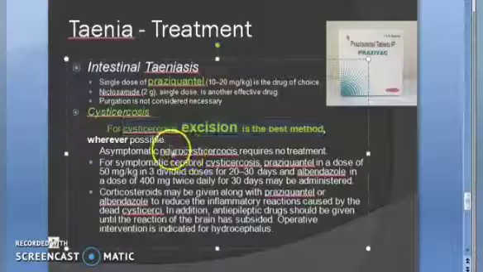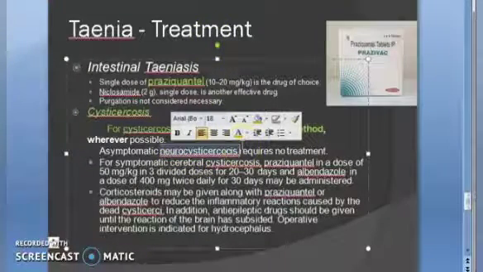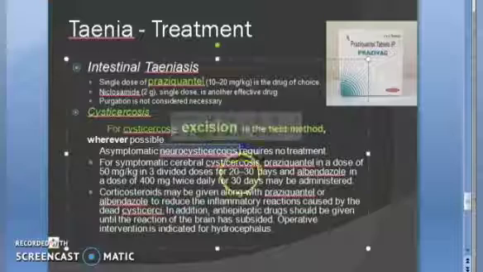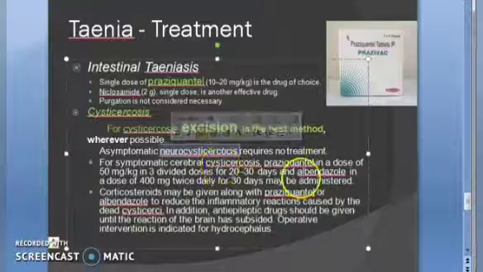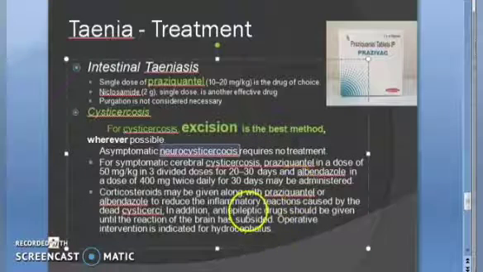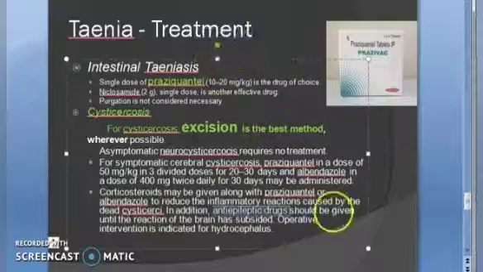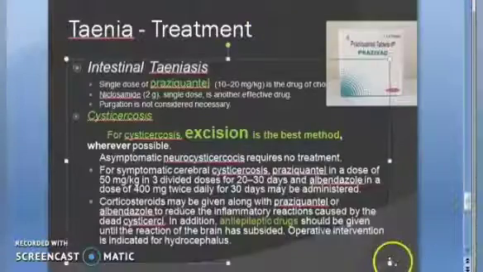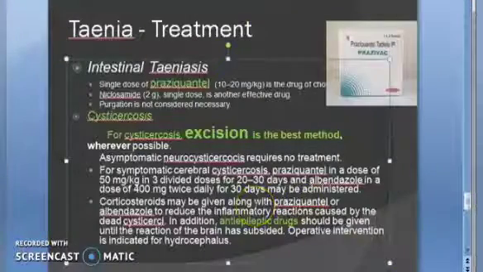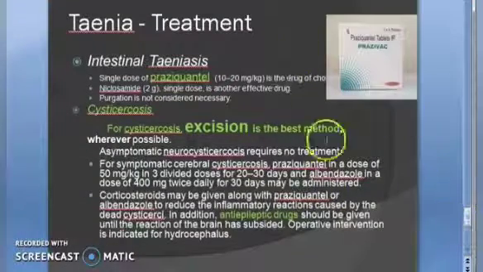For neurocysticercosis, it is usually asymptomatic. Obviously, they won't give treatment now because they don't know it is there. But otherwise, you can give anti-epileptic drugs if there is neurocysticercosis. Let's not go into too much detail about this.